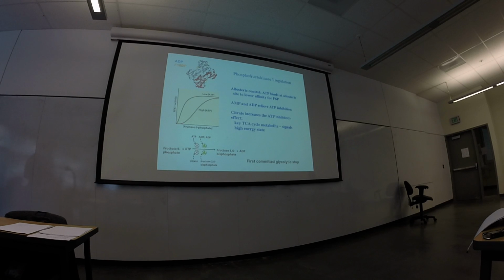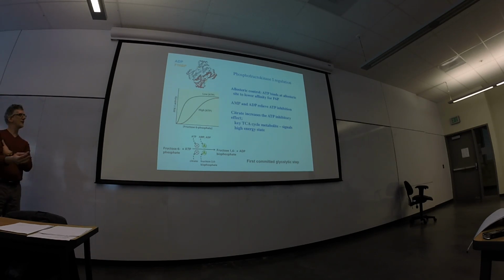So PFK1. Here's the reaction. Fructose 6-phosphate plus ATP. So it's the first committed glycolytic step. F16BP is the product. ADP is the product. So ATP is the substrate, but ATP is also binding at an allosteric site.